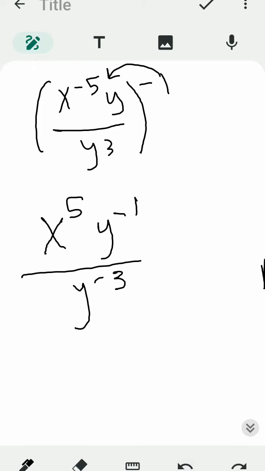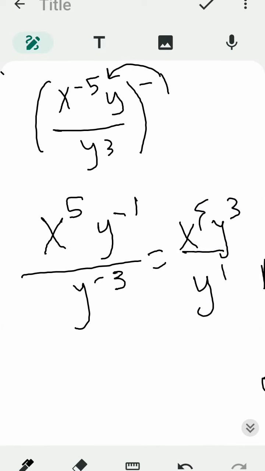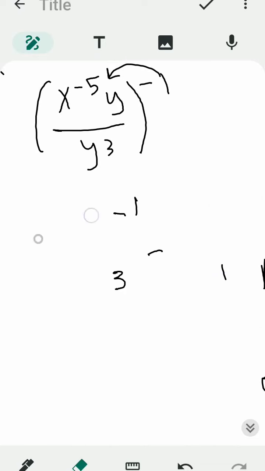And I want to write the expression with positive exponents only. So to create positive exponents, I have to, oh my goodness, I have to move my y to the power of 3 up here and y to the power of 1 up here. The only time I move anything is if it has a negative exponent.